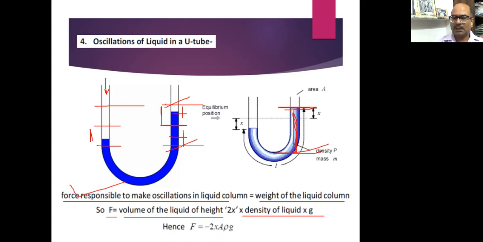So what is the volume? 2x and A, where A is the area. So area multiplied by the height is the volume, and then density rho and g. So this will be the weight of this liquid column.